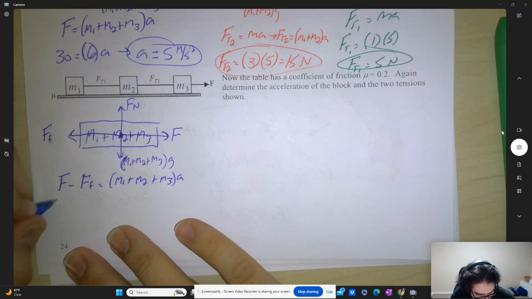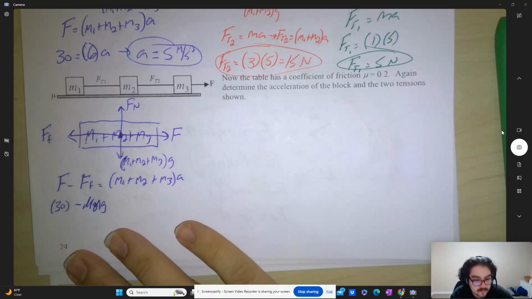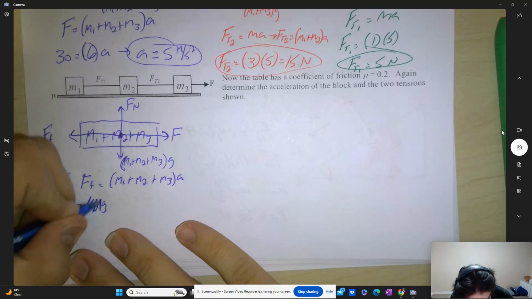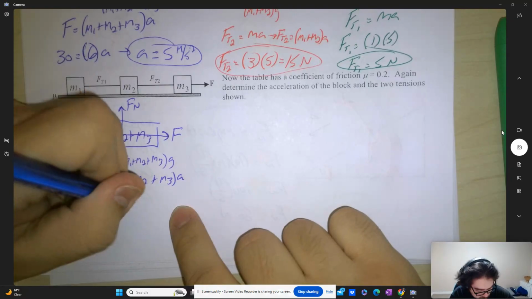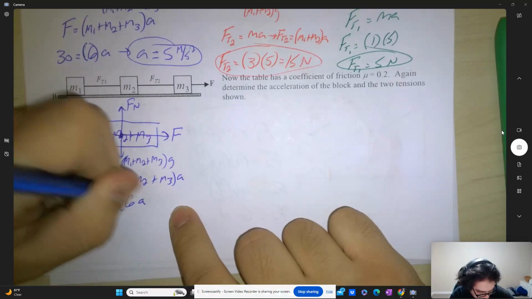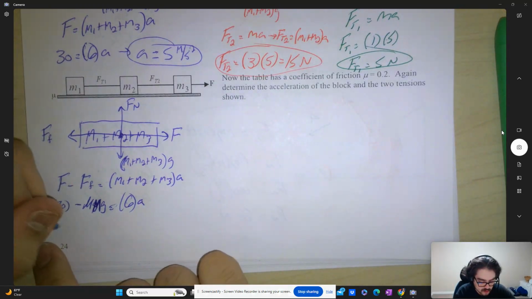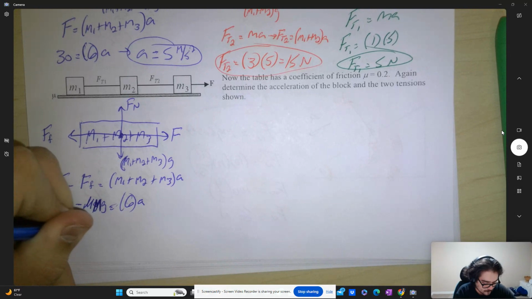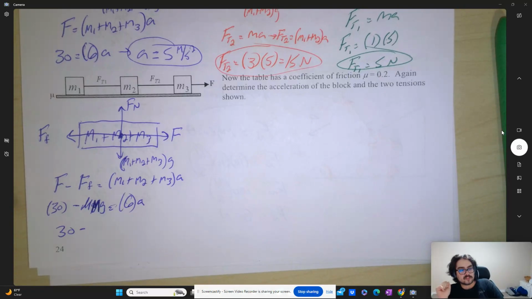Okay, that force is 30. Okay, the force of friction is mu mg, and we set that equal to the combined mass, which is 6 times a. Well, we need to figure out what mu times m times g is going to be. Mu is 0.2, so it's going to be 0.2 times m, which is 6, times g, which is 10. Okay, so that's 60, and then 0.2 times 60 is going to give us 12.